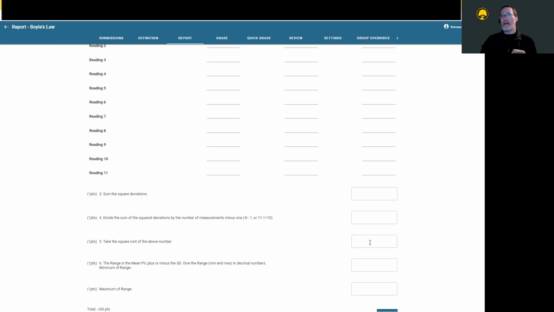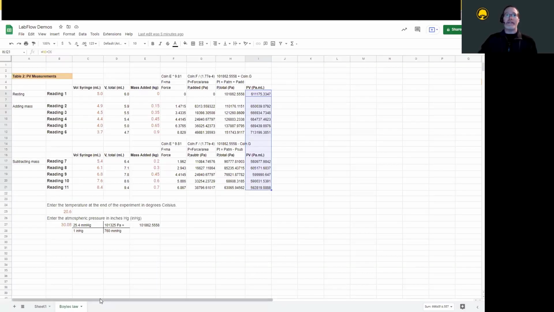Then we square root that number. So just hit the old square root button on your calculator. And then that's it. That's our standard deviation: the square root of the sum of the squared deviations divided by the number of measurements minus 1. Okay. Here's where I did this in Google Sheets.